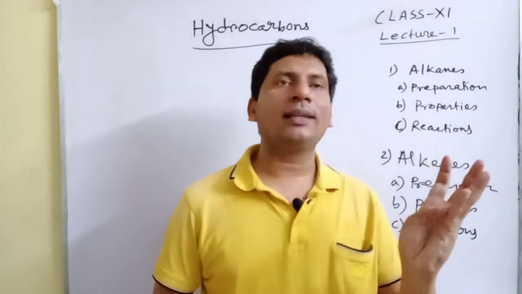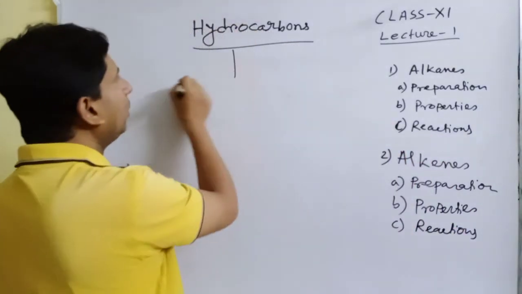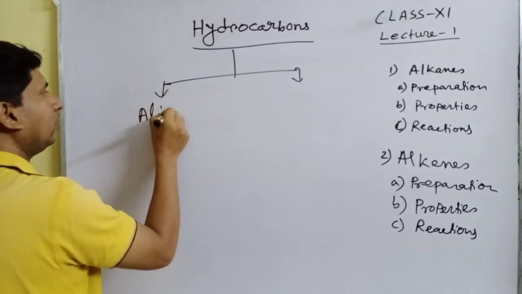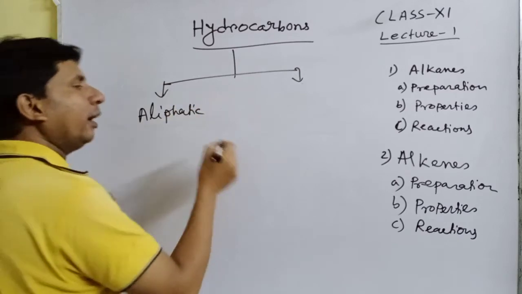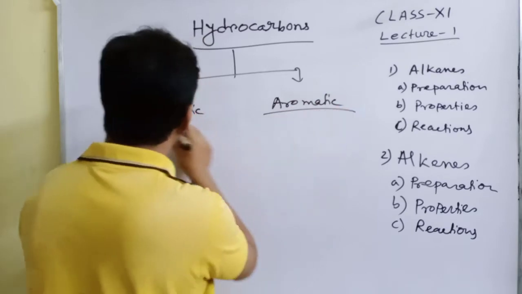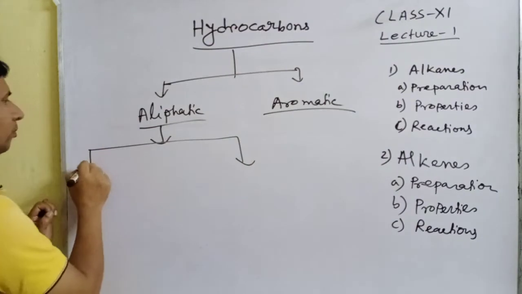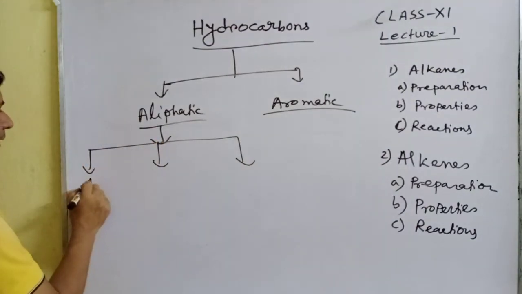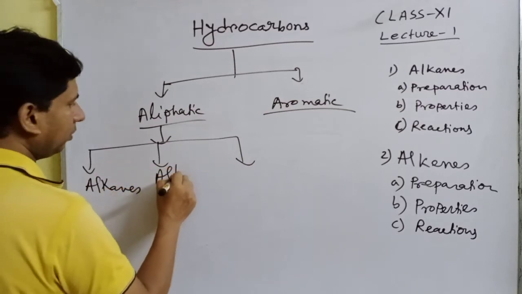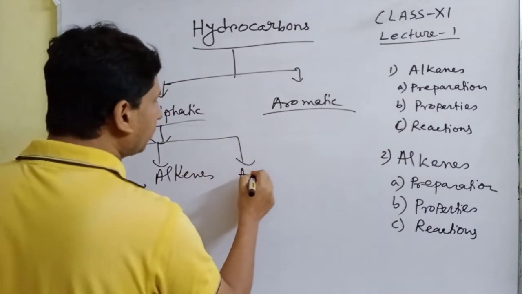So alkane, alkene, alkyne are aliphatic hydrocarbons. So hydrocarbons are aromatic and aliphatic. Now this aliphatic hydrocarbon is of three types: one is alkane, alkenes, and alkynes.